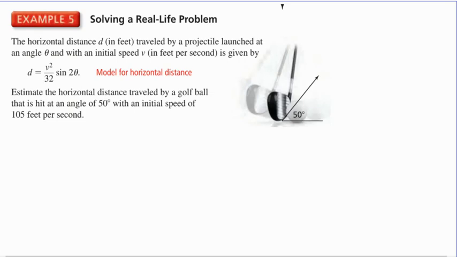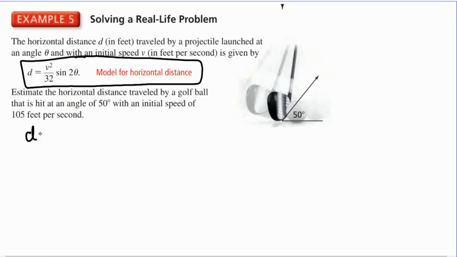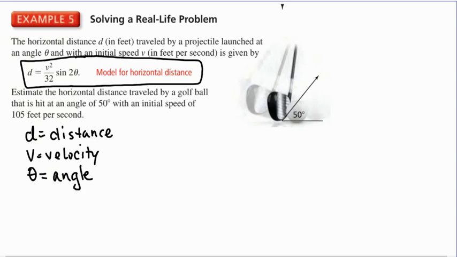So in this problem, you're going to want to copy down this formula because you're going to use it in your Big Ideas Math assignments. D equals V, as in Victor, V squared over 32, multiplied by sine of 2 theta, where D is the horizontal distance that it's traveling. D is the distance. V is your initial velocity, and theta is the angle at which it's hit, the angle that it makes with the ground when it's first hit.